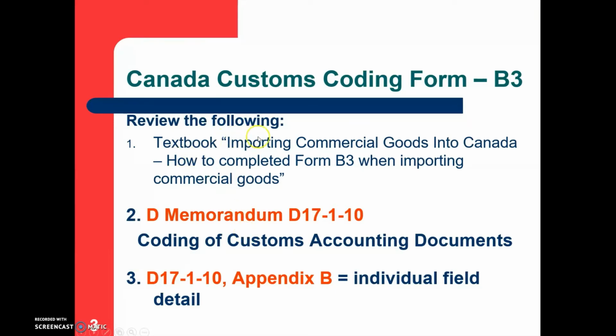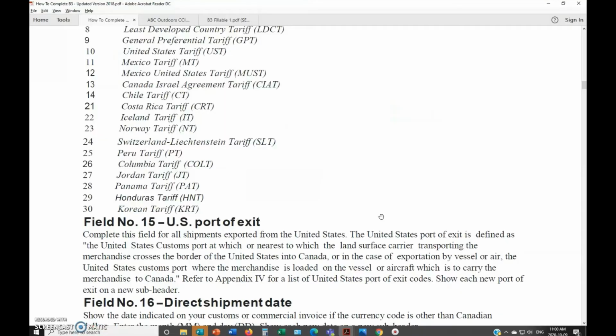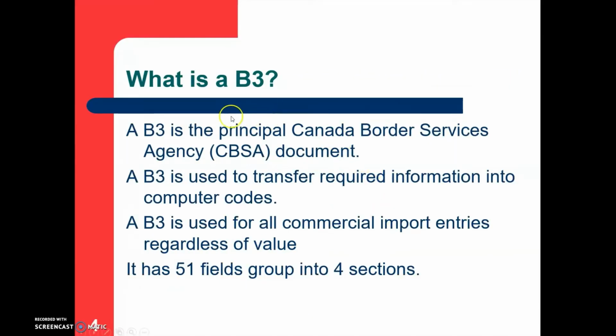So I would suggest you use the textbook as opposed to D17110, but please feel free to look at that if you wish. Okay. All right. So the B3 is the Principal Canada Border Services Agency document. It's to give all the detailed information about the shipment, much more detailed than is on the cargo control document or Canada Customs invoice. It's used for all commercial entries, regardless of value, although there are some exceptions to that. I'll explain that in a little while.